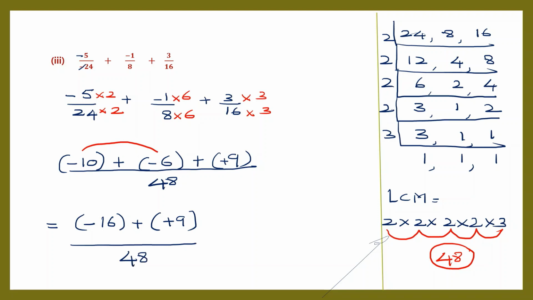So here you can see that the signs are different. We have minus 16 and plus 9. Signs are different, so we put the sign of the bigger number and we subtract. So our sign will be minus. When you subtract 16 minus 9, you get 7. So the numerator is 7 and the denominator is the same, which is 48. So our final answer here is minus 7 by 48.